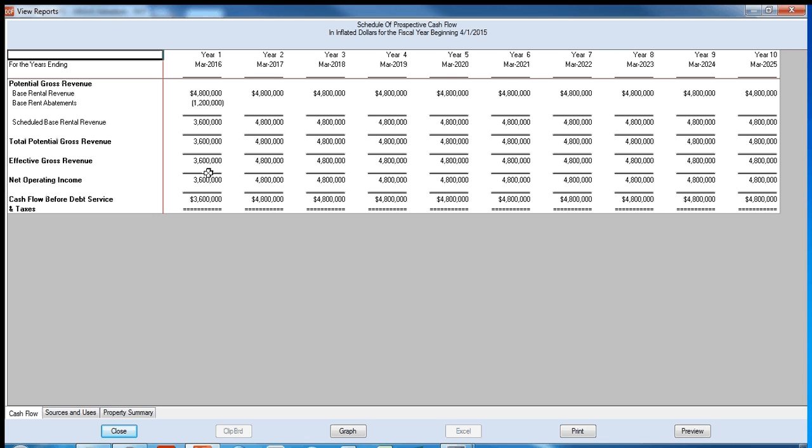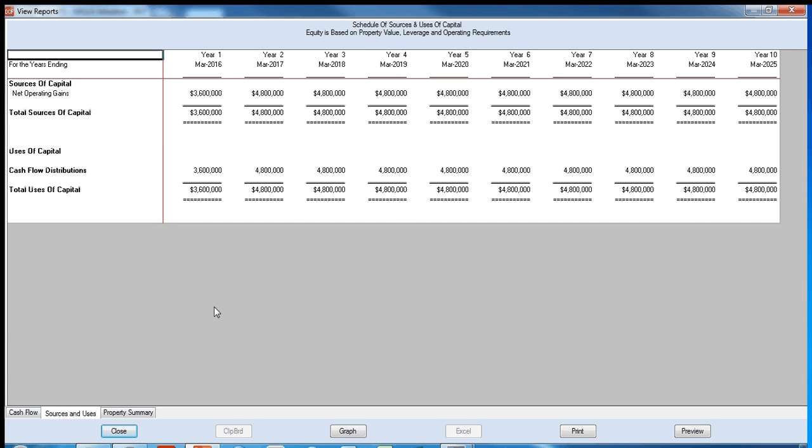We don't have any other operating costs included here. So we basically just have a $3.6 million cash flow in the first year, ramping up to 4.8 over the 10-year holding period. For simplicity's sake, I haven't included any sources of capital.